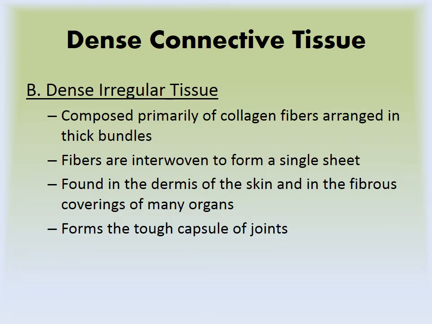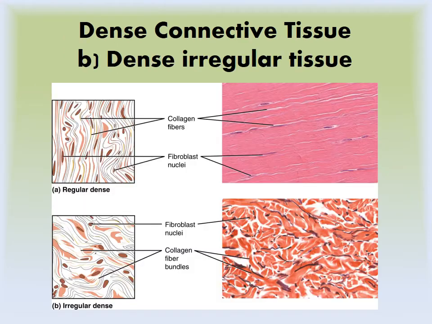Moving on to the second type of dense connective tissue, which is dense irregular tissue. It's composed primarily of collagen fibers arranged in thick bundles. Fibers are interwoven to form a single sheet. They're found in the dermis of the skin and in the fibrous covering of many organs. And they form the tough capsule of joints. So if you were to open up a joint, there's going to be a capsule in there.